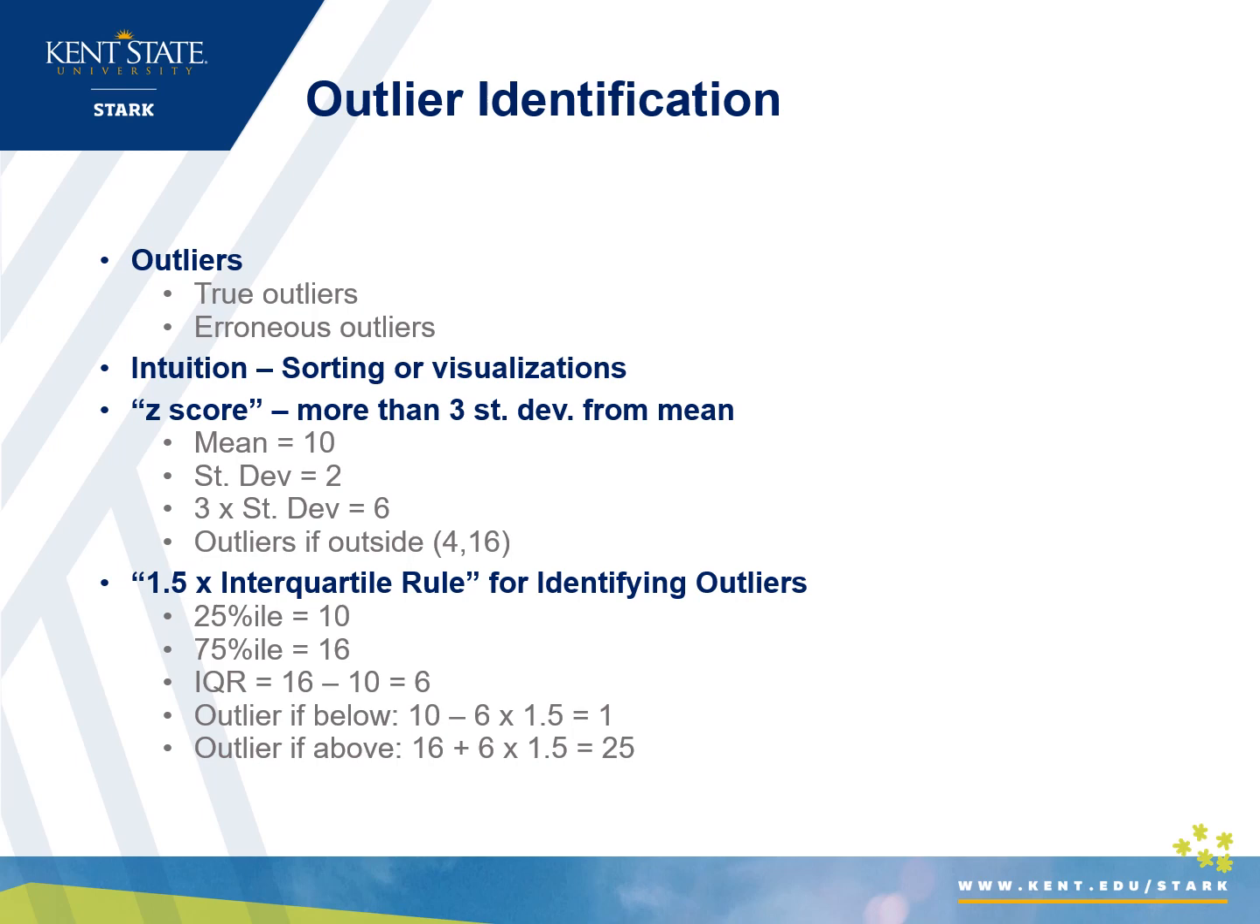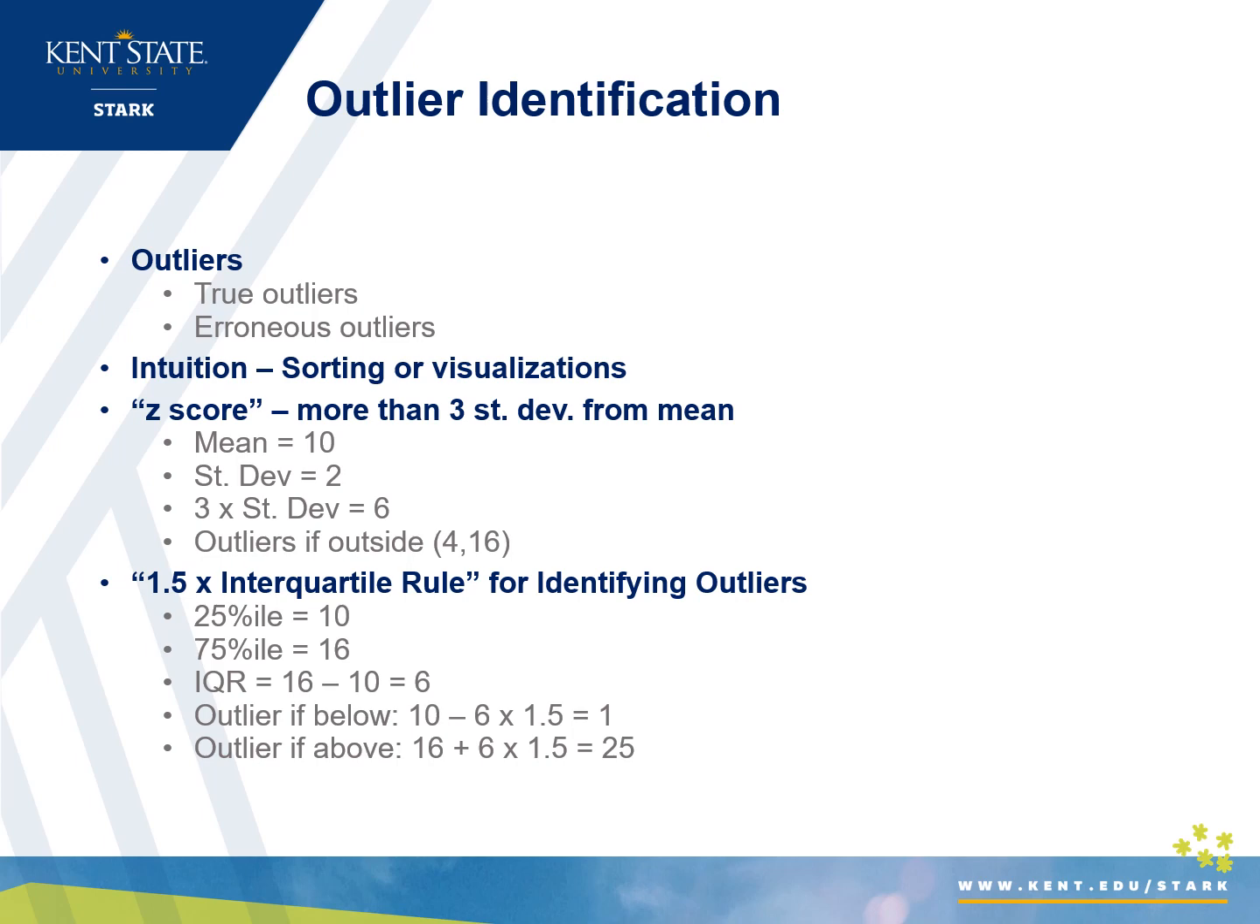A last method is the interquartile range method. For this, you calculate the interquartile range and identify any point that is at least 1.5 times that away from the interquartile range as an outlier. This one gets a little bit confusing perhaps. Let's look at an example.